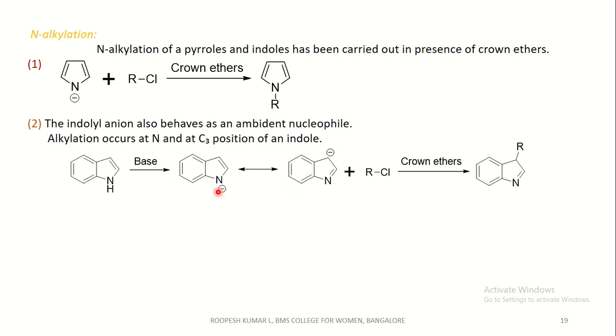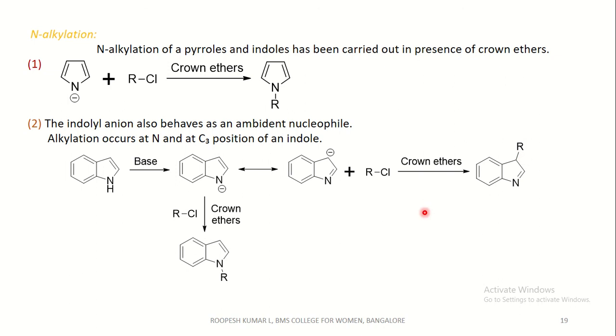That is, you can see the negative charge is on nitrogen as well as on the third position. That is, this negative charge shifts here to form the double bond, and this double bond shifts to form an anion. Now this anion at the third position attacks the alkyl group with the elimination of chloride ion in the presence of crown ethers to form the alkylated product at the third position of the indole.